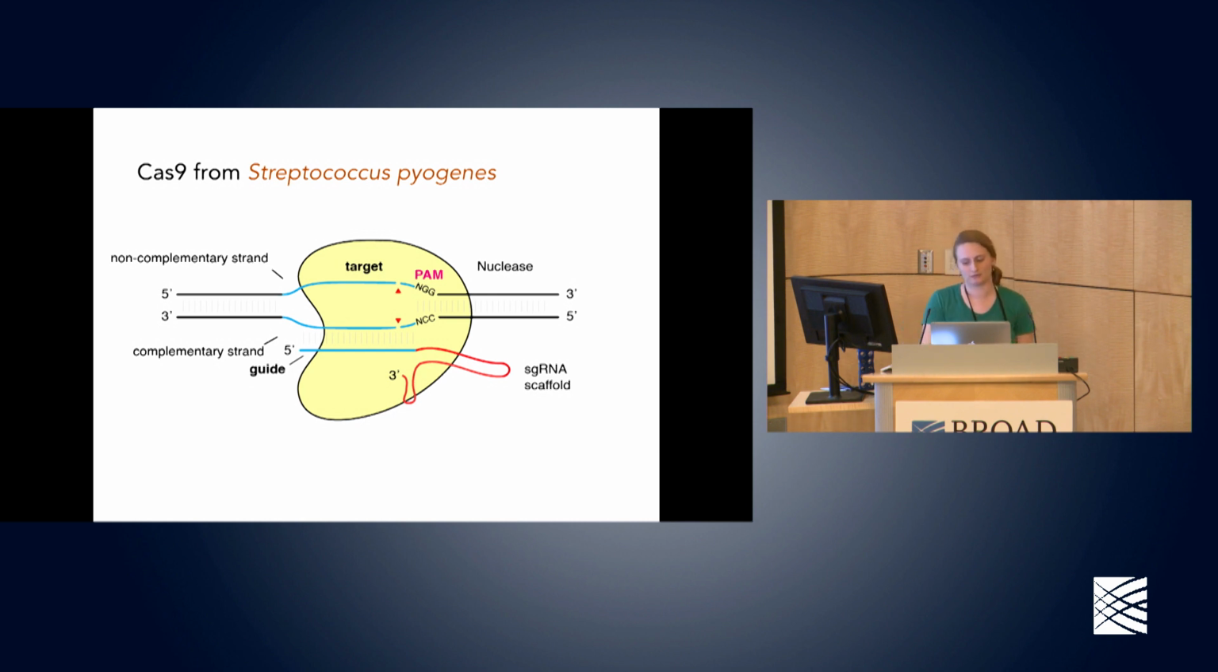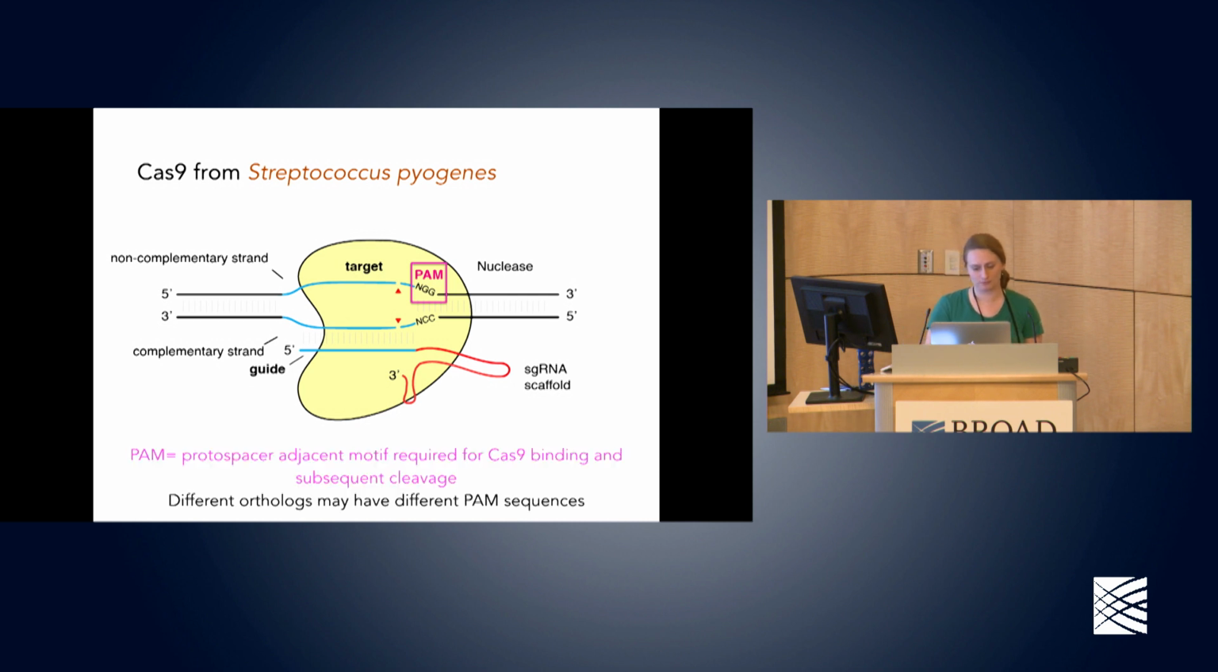Another key component for Cas9 targeting to DNA is this sequence called the PAM. The PAM stands for the protospacer adjacent motif and is required for Cas9 binding and subsequent cleavage. For SP-Cas9, the PAM is NGG, but this PAM sequence can vary depending on which ortholog or Cas9 protein you're working with from different bacterial species. Cas9 makes a blunt cut, as shown by these red arrows, a few bases upstream of the PAM.